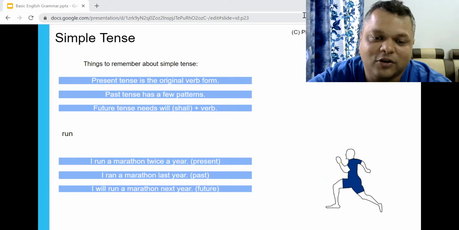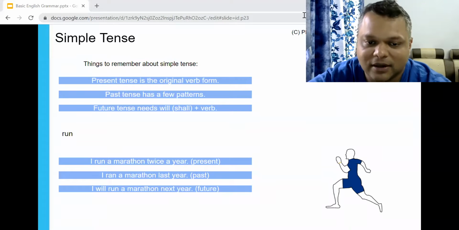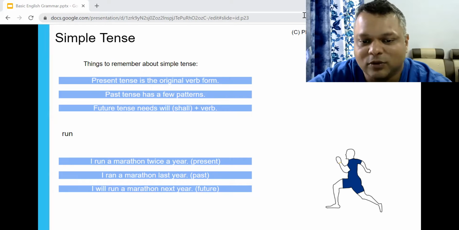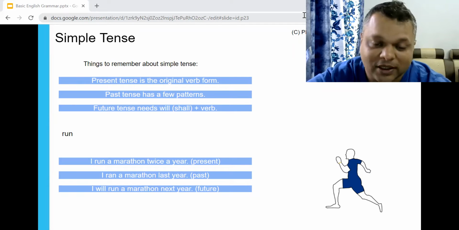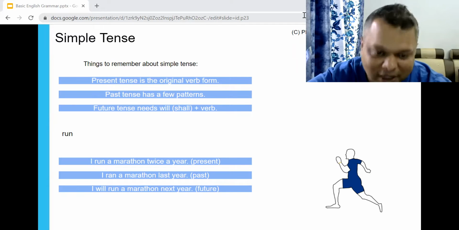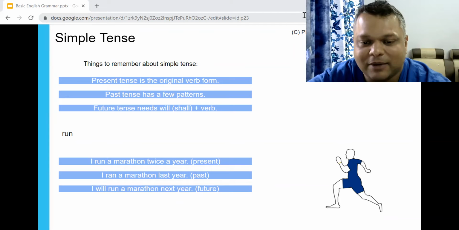पास्ट, अगर आप फिनिश्ड को पास्ट के इसमें बोलना चाहेंगे तो फिर उसमें थोड़ा पैटर्न्स आते हैं. सो पास्ट टेंस हैज अ फ्यू पैटर्न्स. फ्यूचर टेंस नीड्स विल शाल प्लस वर्ब. सो फ्यूचर टेंस में होता है कि वो विल आ जाता है. ही विल डू द जॉब, ही शाल डू द जॉब, मतलब फ्यूचर में करेगा वो ऐसा. अभी एक एग्जांपल देख के समझने की कोशिश करेंगे तो वो और इजी हो जाएगा.